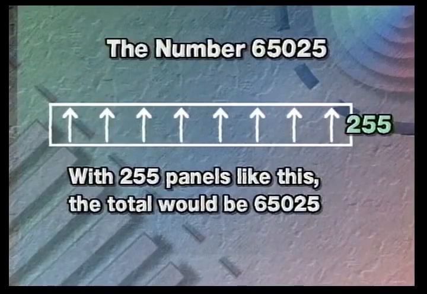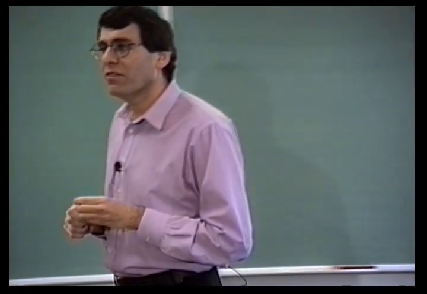Okay, now let me give you a little tougher exercise. What if the computer had to store the number 65,025? I will tell you that if you add 255 plus 255 plus 255, 255 times, it would give you the number we're looking for, 65,025. So would you suspect that the computer would need 255 panels, each holding the number 255, and add them together, and that would give you 65,025?